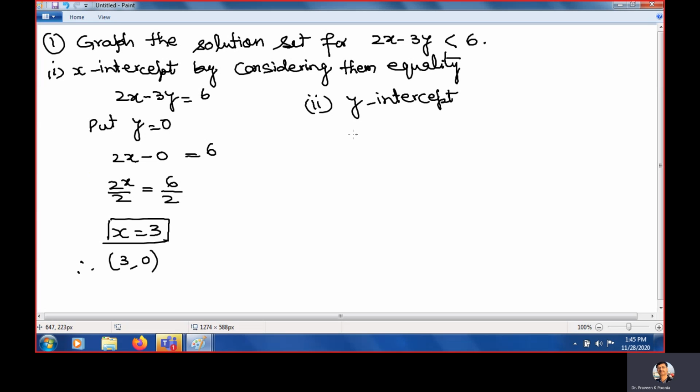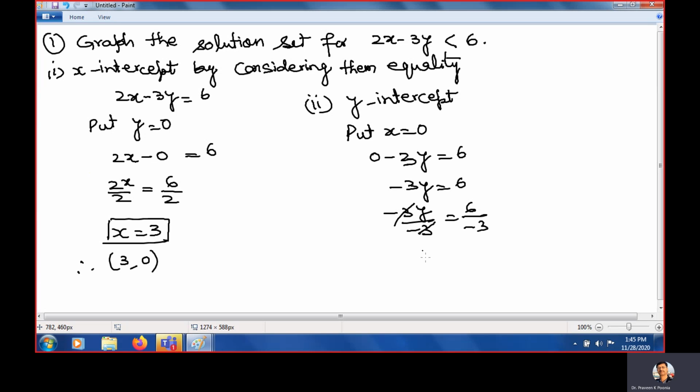Clear? Y-intercept means put x equal to 0. X equal to 0 means 0 minus 3y equals 6. So minus 3y equal to 6. Divide by minus 3. 6 upon minus 3 gives y equal to minus 2. So what is the y-intercept? (0, minus 2).